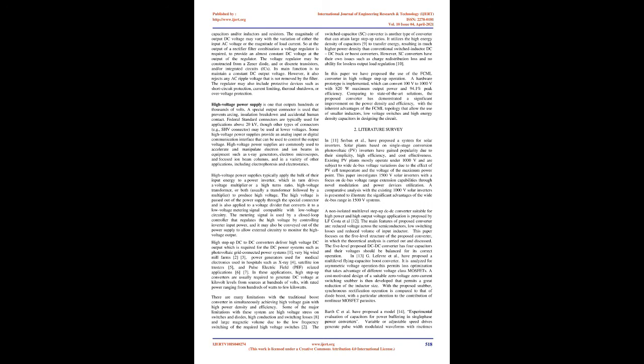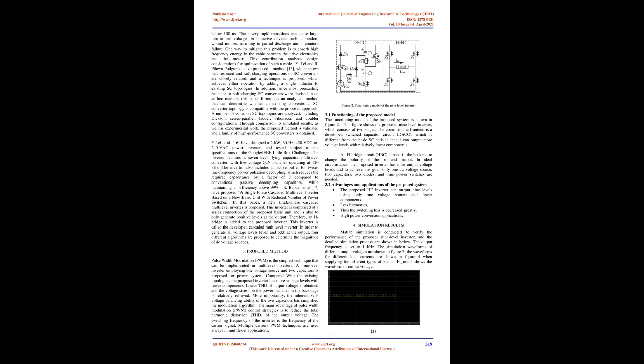High-voltage power supplies typically apply the bulk of their input energy to a power inverter, which in turn drives a voltage multiplier or a high turns ratio, high voltage transformer, or both, usually a transformer followed by a multiplier, to produce high voltage. The high voltage is passed out of the power supply through the special connector and is also applied to a voltage divider that converts it to a low voltage metering signal compatible with low voltage circuitry. The metering signal is used by a closed-loop controller that regulates the high voltage by controlling inverter input power, and it may also be conveyed out of the power supply to allow external circuitry to monitor the high voltage output.